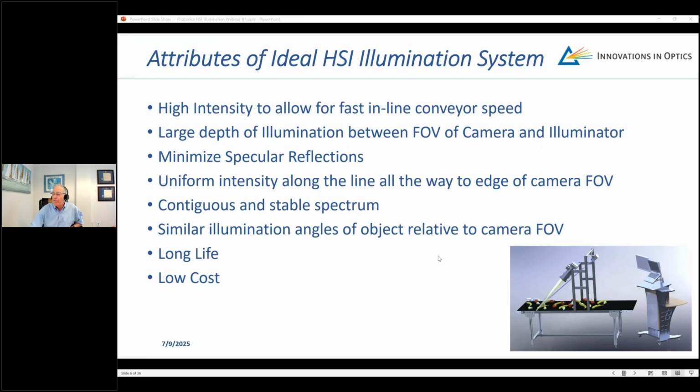The field of view of the camera and the illumination system ideally would be relatively close together, so that as you go out from the center to the edge of the field of view, the illumination of a given object would be similar, reducing shadow artifacts. It should have long life and low cost.